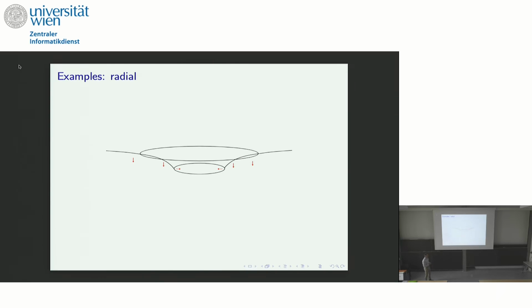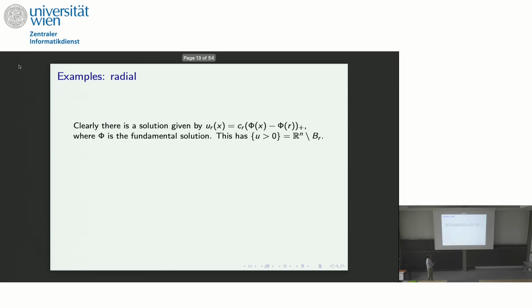Now we can also look at radial examples in higher dimensions. It's not hard to compute here. The radial solutions are going to be like a fundamental solution outside of a ball. On the ball, it's 0. And you can compute what multiple of the fundamental solution you have to use. If you do the computation, it's like this. This is not important, but the r here is the size of the small ball where u is 0.